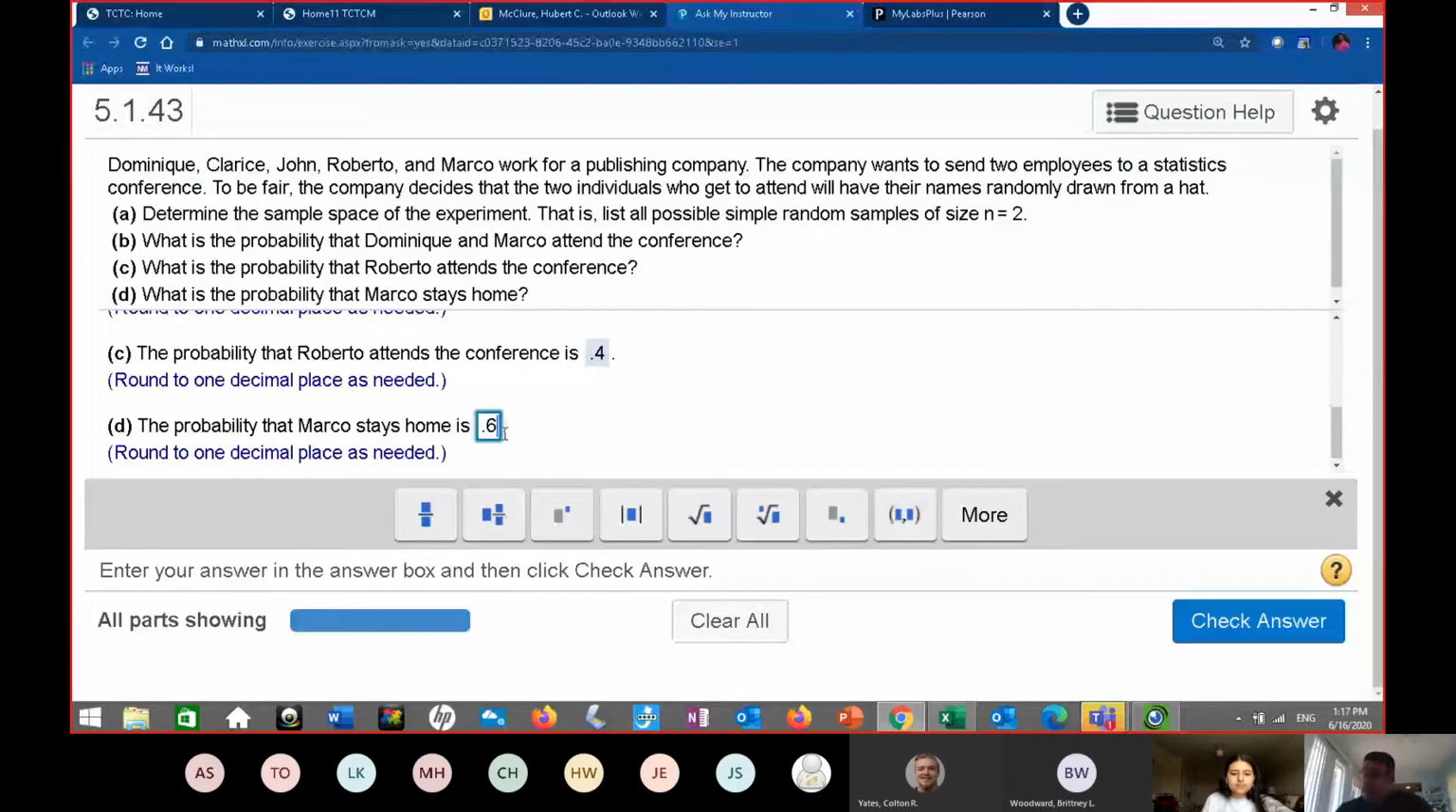P of R, the probability of Roberto going somewhere is 0.4. Therefore, the probability of not R is written like this, or it can be written like this, or it can be written like this, which I've never seen.